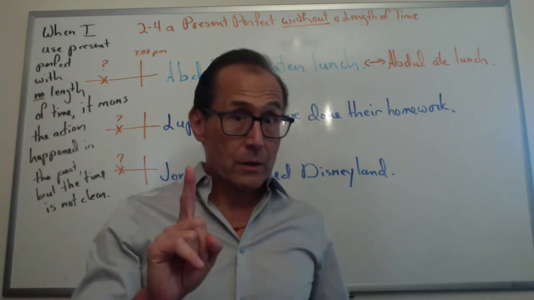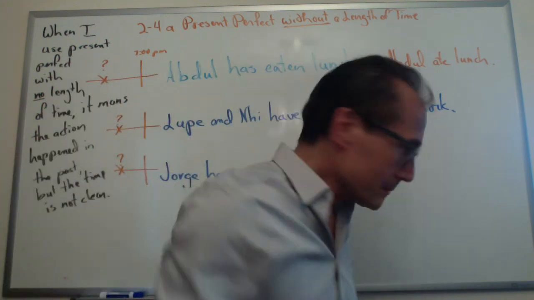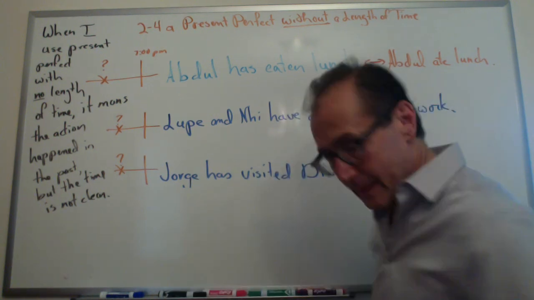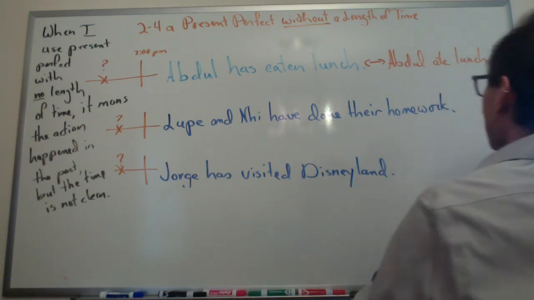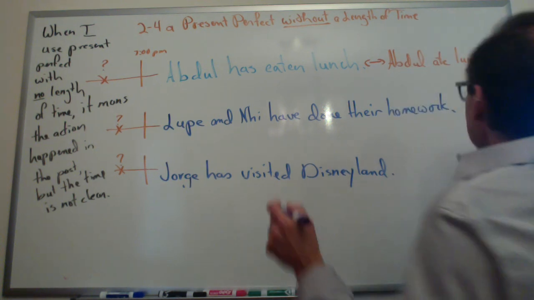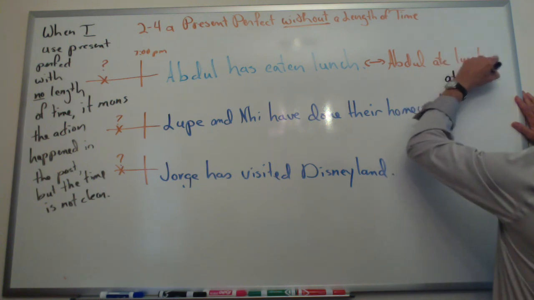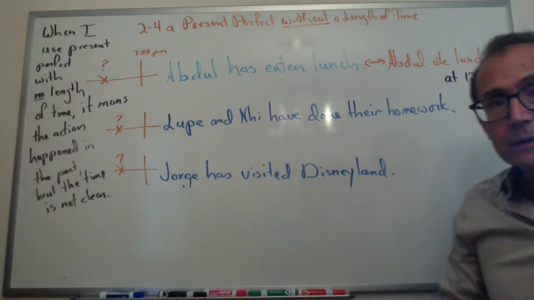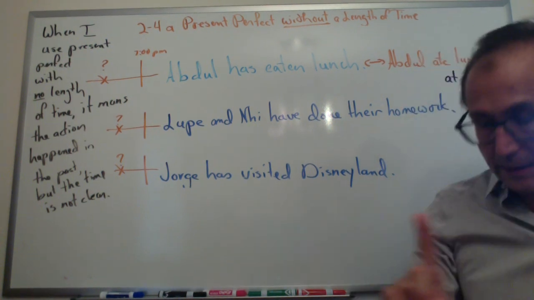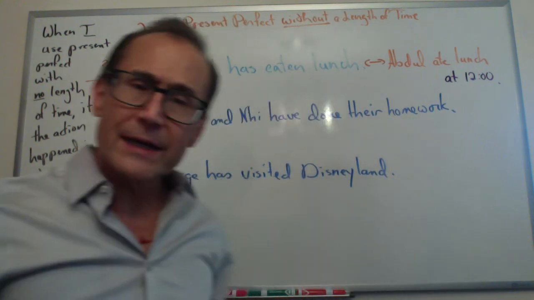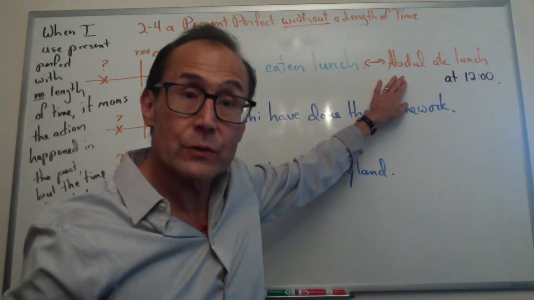But right now, let me tell you about one big difference. I can say Abdul ate lunch. What did I do with that brown marker? Oh well. I could say Abdul ate lunch at 12 o'clock. Okay? Or let me ask you, if I write this sentence, Abdul ate lunch at 12 o'clock, is that a correct sentence in English? Take a minute, listen to it in your mind, and ask yourself, does that sound like a good sentence? Good grammar in English. Abdul ate lunch at 12 o'clock.